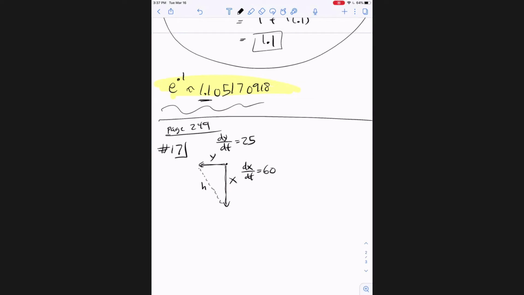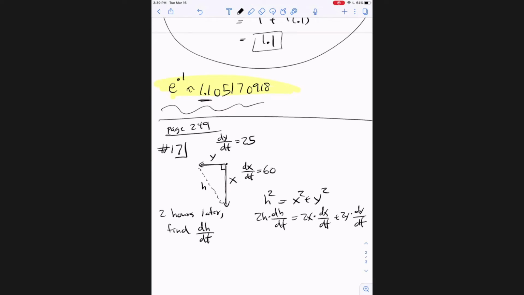So I called it h in the answer key, so I'll call that h. So basically they're asking you 2 hours later, find dh over dt, or whatever letter you decided to call it. So this is going to be a right angle. So in this case, it's pretty obvious that you're going to use the Pythagorean theorem. So you're going to say, all right, h squared equals x squared plus y squared. And take the derivative of both sides with respect to t. 2h times dh over dt equals 2x times dx over dt plus 2y times dy over dt.